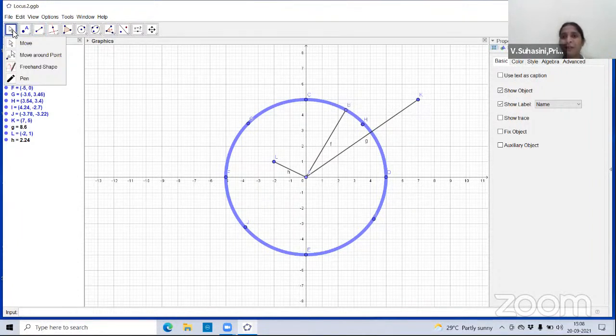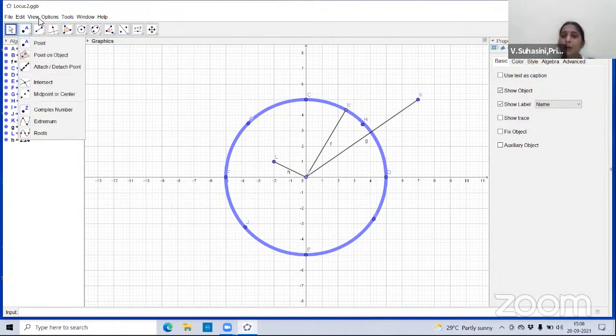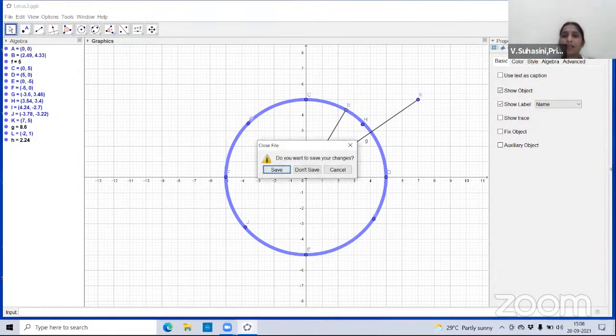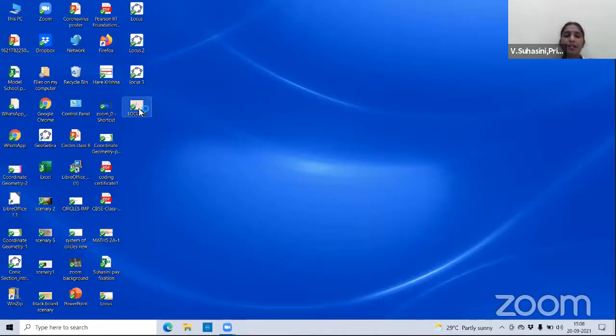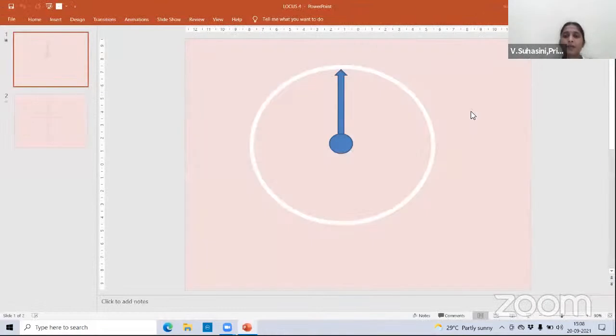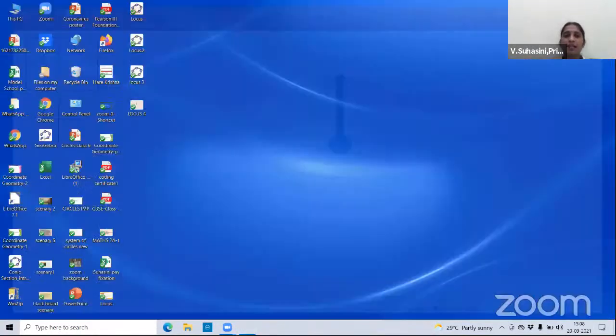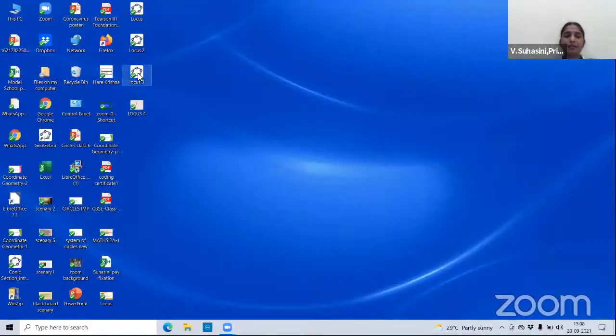Hope you have understood. So if a point is on the locus, it must satisfy the rule. If it is satisfying the rule, then the point must be on the locus. Is it clear, dear children? Let us take another example.